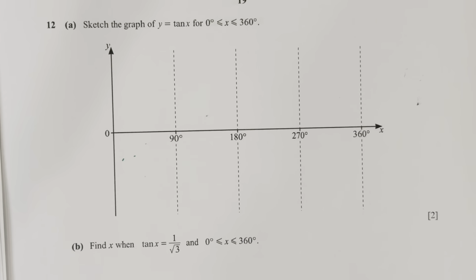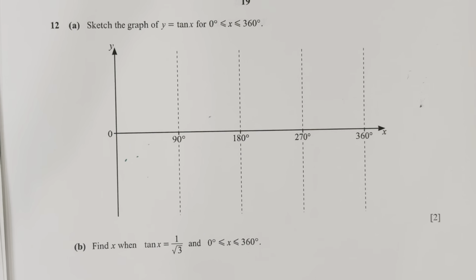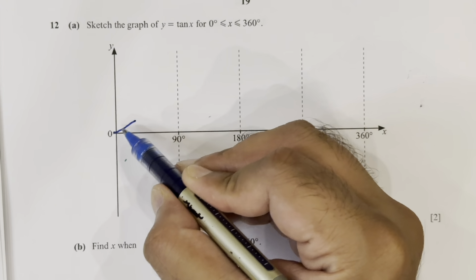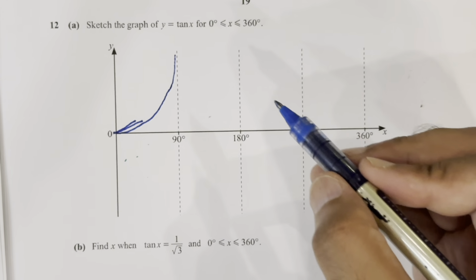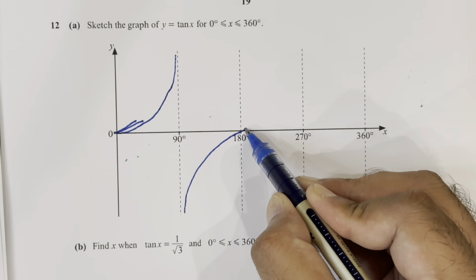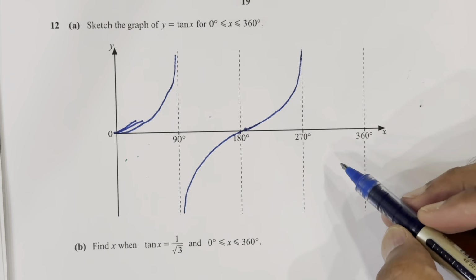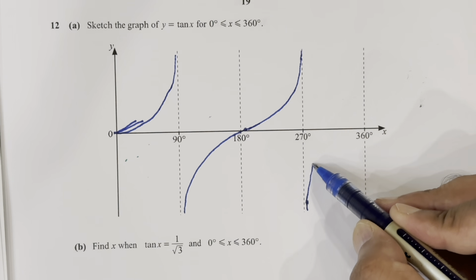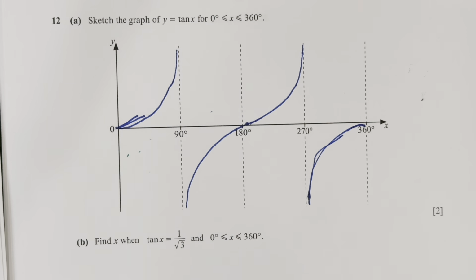Next part is sketch the graph of y is equal to tangent x. Okay, we know the graph of the tangent is like that. It would be like that. Or you can draw it with a scale or pencil and then make it neat. So this would be our graph.